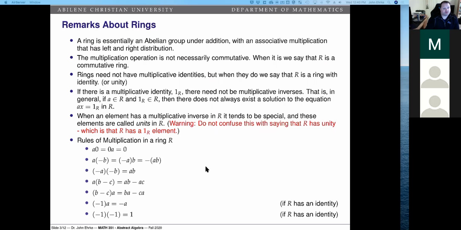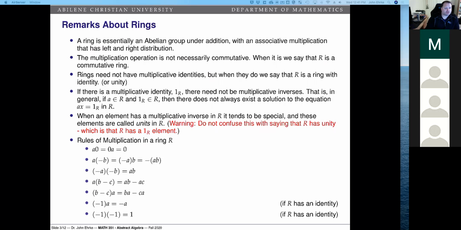We left off last time talking about rings, and the definition of a ring that we gave toward the end of class was that a ring is an abelian group under addition that has an associative multiplication and also has left and right distribution. So that was our definition of a ring from class last time.